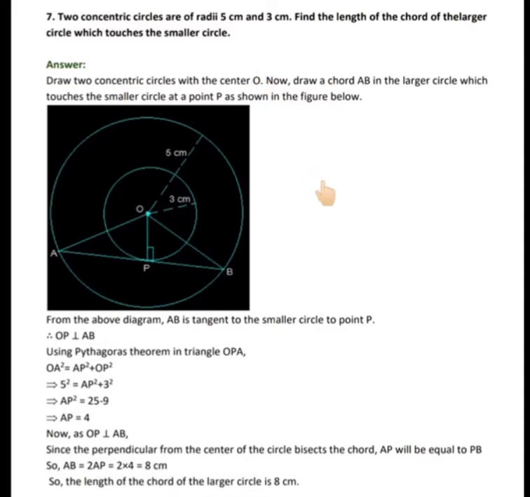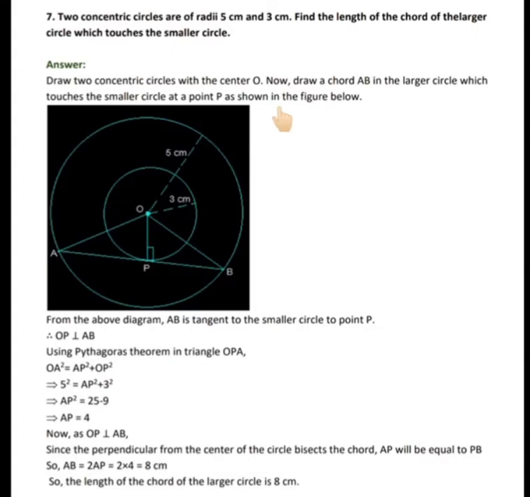First of all, let us understand what concentric circles are. If two or more circles have a common center point, then they are called concentric, meaning they have a common center with different radii. So first of all, we will draw two circles with radius 3 centimeter and 5 centimeter. The two circles are with center O, such that the inner circle has radius 3 centimeter and the outer circle has radius 5 centimeter.